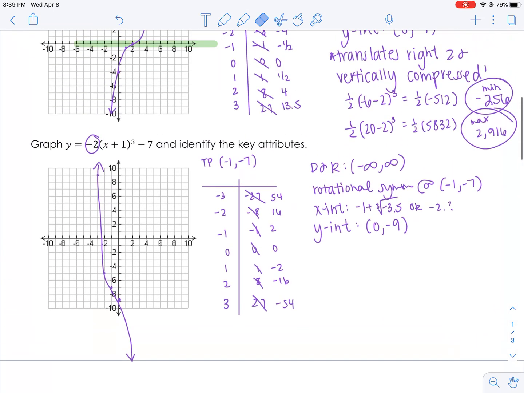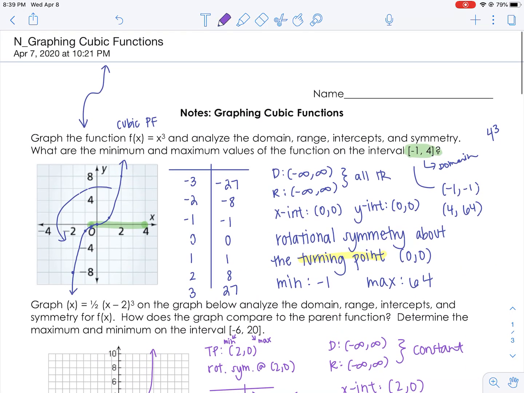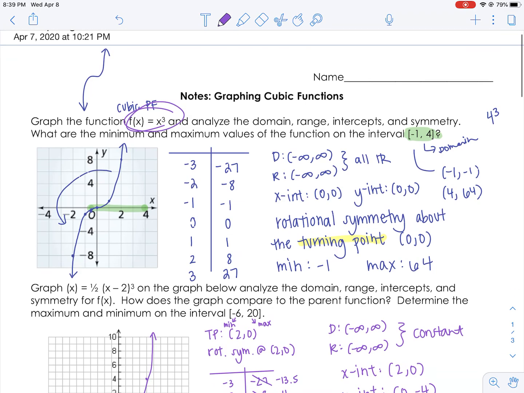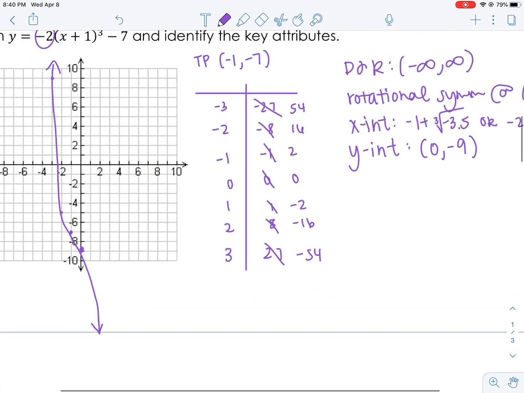So now I just need to figure out what are my, how does it compare to the parent function? So how does it compare to this? Which we already kind of said. And then what are my minimum and maximum values? Nope, don't even have to do that.